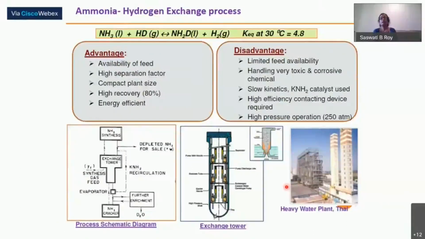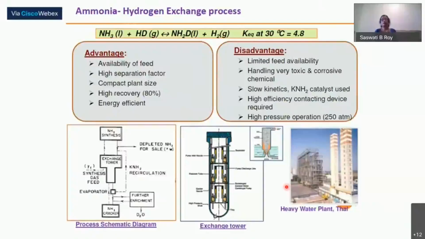So here also, your feed availability is good, with a high separation factor, compact plant size, and high recovery. Recovery is quite good here. But there is limited feed availability. It means that it has to be in association with some fertilizer industry or so, where the feed will be available. Otherwise, getting this low cost ammonia everywhere will not be possible. So that is the point, limited feed availability. Hence, it has to be co-located in the fertilizer plant.